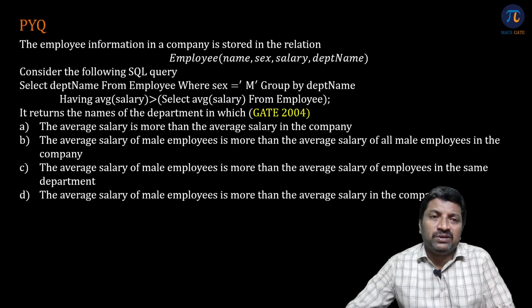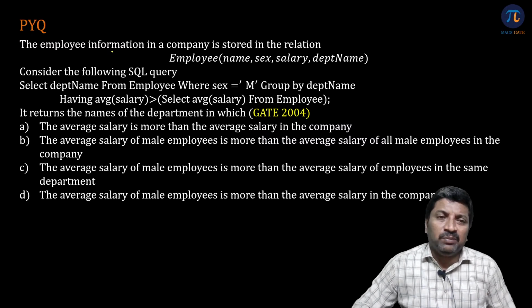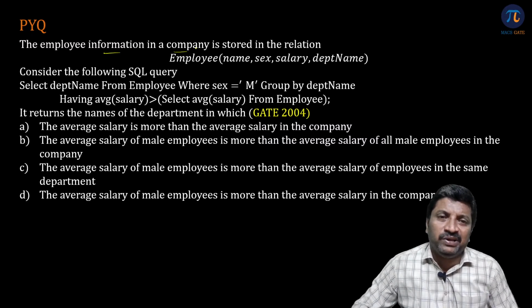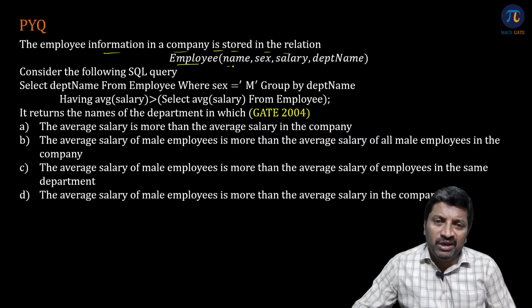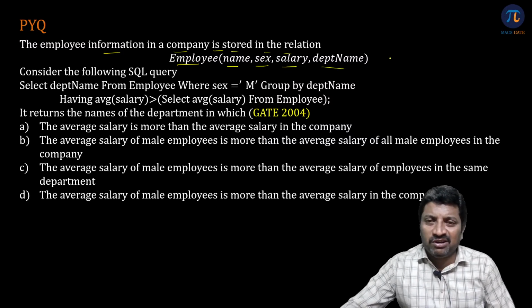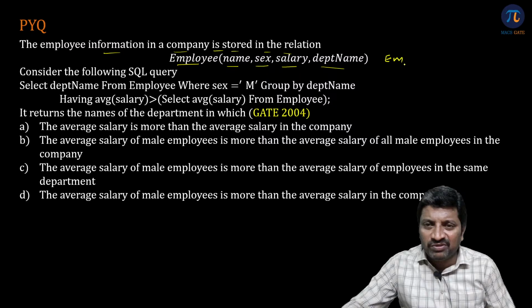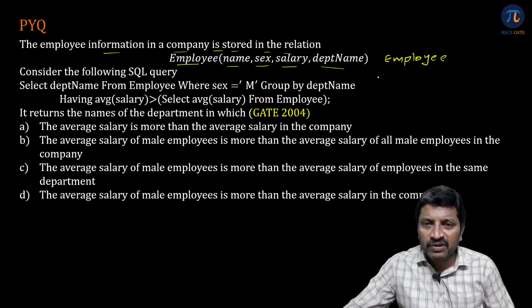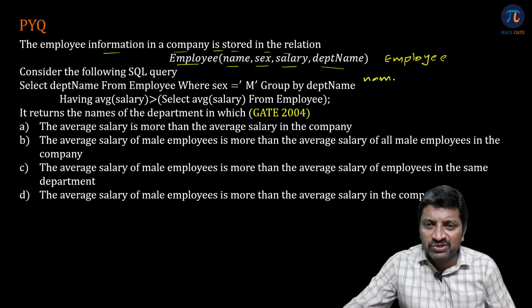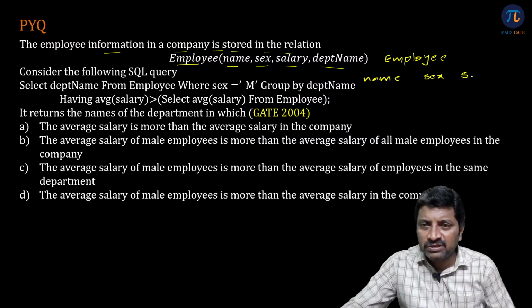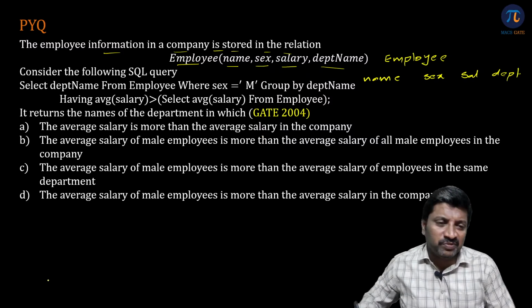Let's go to one more question. The employee information in a company is stored in the relation employee: name, sex, salary, department name. I think almost the same example we have used earlier. We have a table employee and the attribute names are name, sex, salary, department.